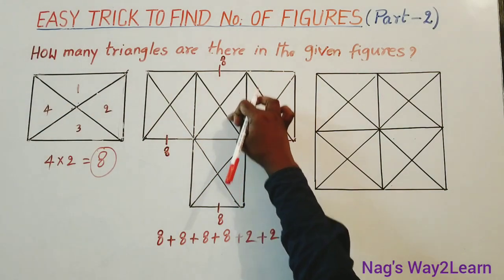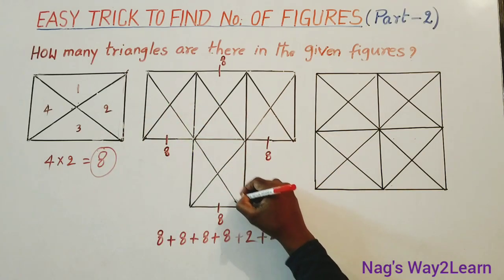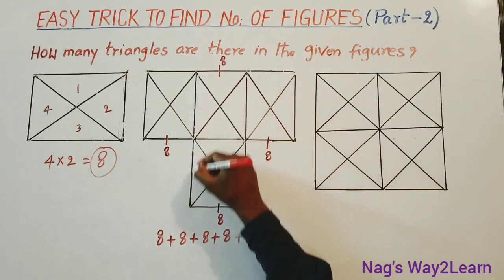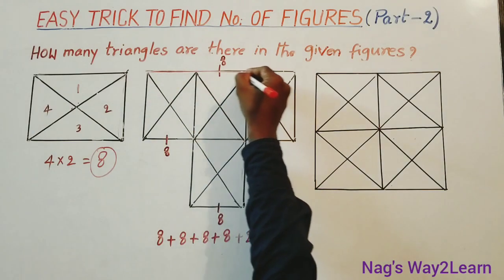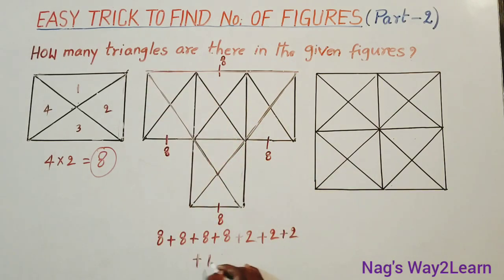And now you take these two figures. By removing this one and this one, you take these two and you can find this is one triangle and this is another triangle. So here also there are 2. And if you combine all these figures, you can find one big triangle. This is one more triangle. So plus 1. So totally 8 plus 8 is 16, 24, 24 plus 8 is 32, 34, 36, 38, and 38 plus 1 is 39. Totally 39 triangles are there.